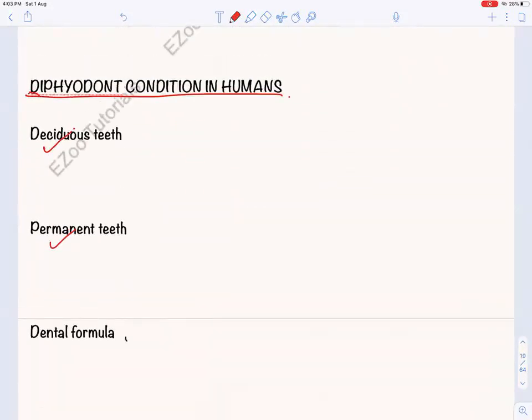What is the dental formula? Let us do the dental formula. So the first set of teeth appears at 6 months of age. So the first set appears at the 6th month, and then they subsequently appear, and they are generally lost around 6 to 12 years. When we are around 6 years, these deciduous teeth tend to fall, and when we are 12 years, generally we have a permanent set of teeth.